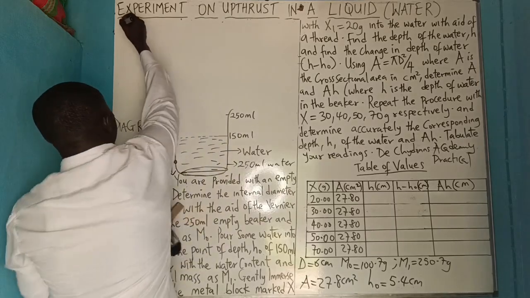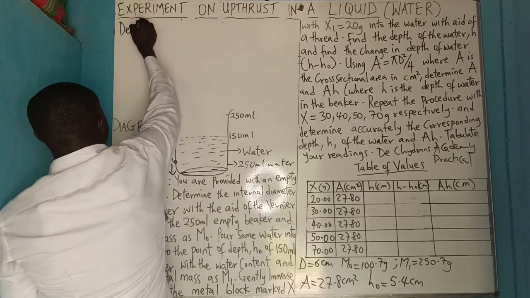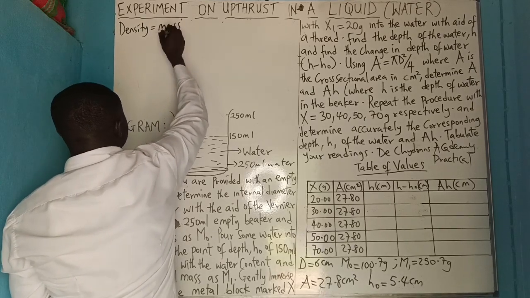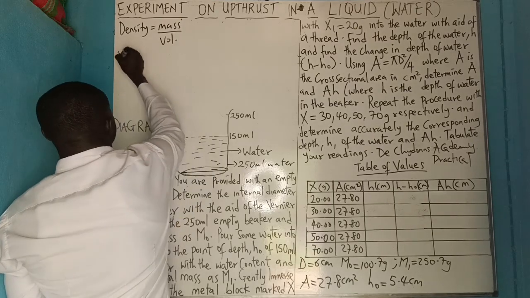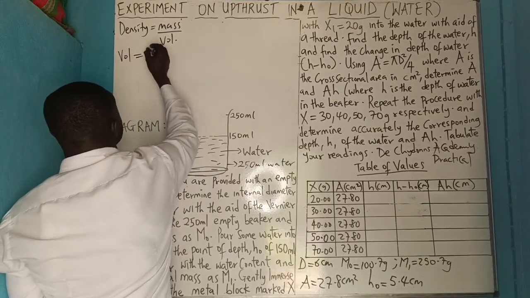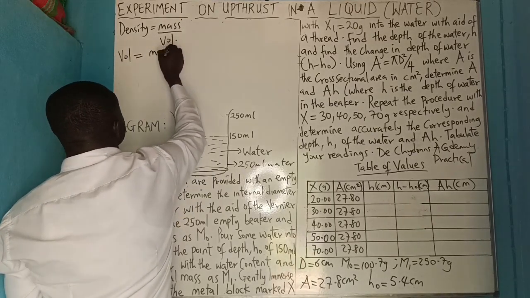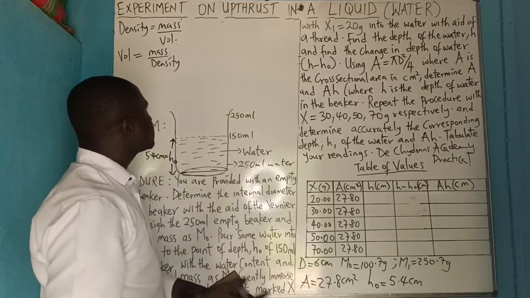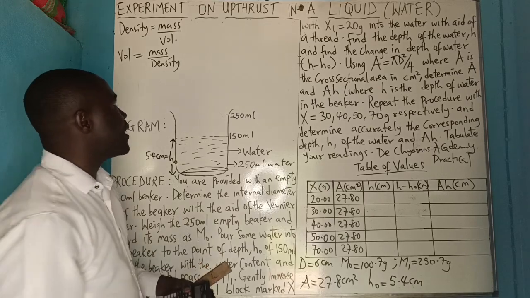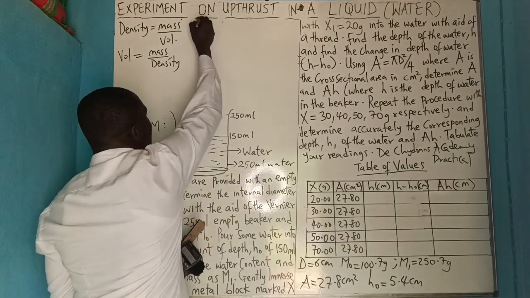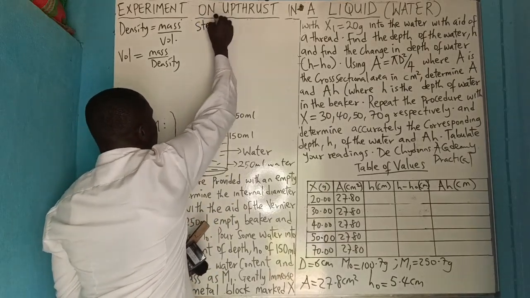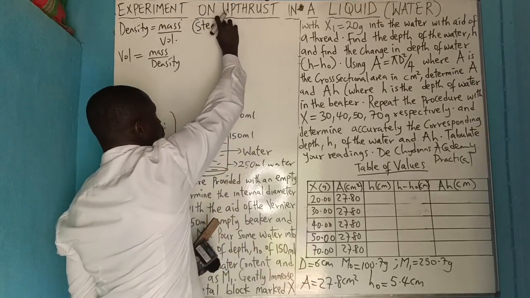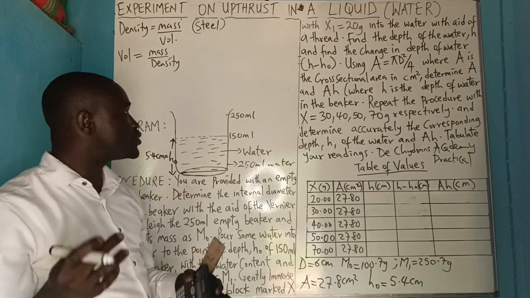Now, we noted that the density of any substance is equal to the mass of that substance over its volume. The volume of that substance is equal to mass over density. Now, what substance are we talking about? In this video, we are talking about steel. In most labs, steel is what we use as our mass. The mass comes in terms of steel.